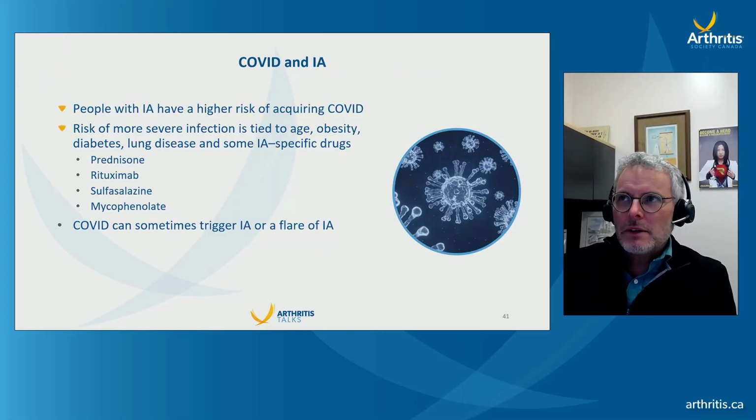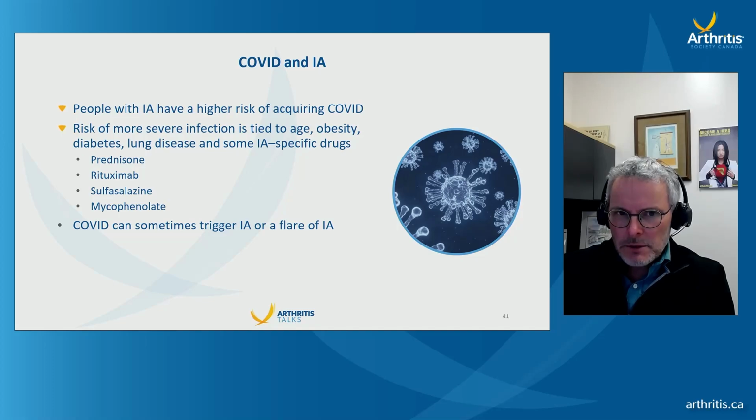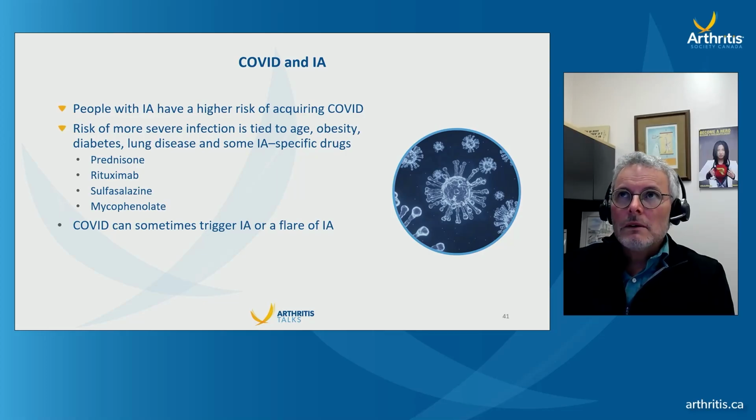Yeah, this has been hugely disruptive for all of society, but I think patients who have inflammatory arthritis have been particularly affected. Early on in the pandemic, when people in Europe were affected and not so much in Canada, we found out that people who had inflammatory arthritis seemed to have a higher risk of acquiring COVID and having a bad outcome from it. We subsequently learned that the risk of a more severe infection is often tied to age, being overweight or obese, diabetes, presence of lung disease, which is not uncommon in rheumatoid arthritis, and some very specific drugs that we use for inflammatory arthritis.